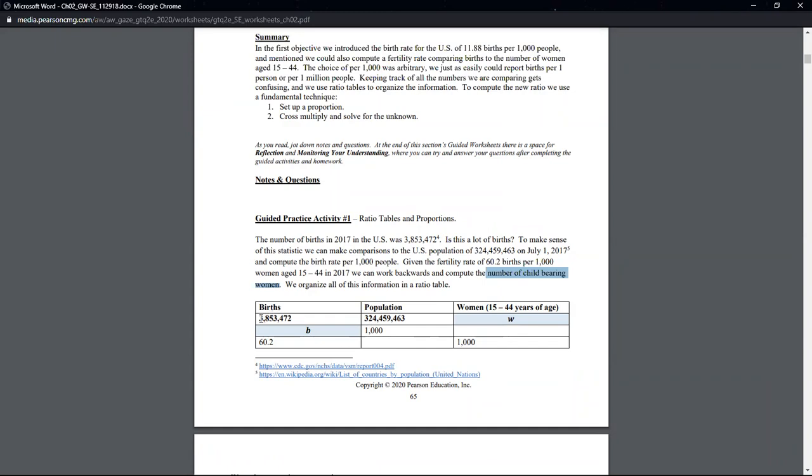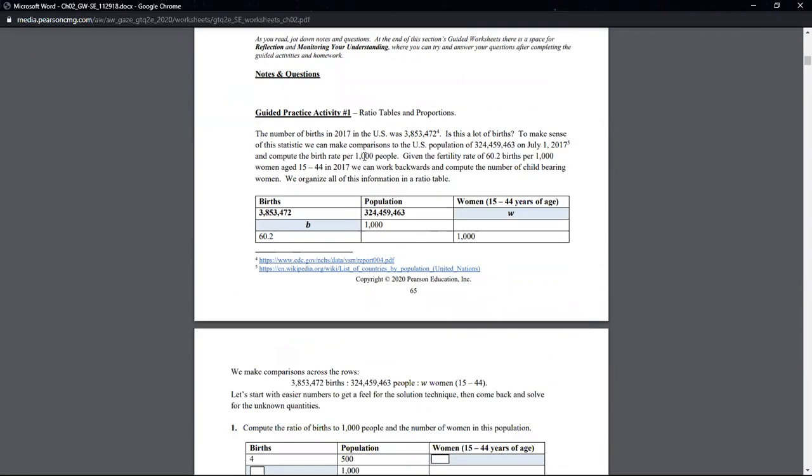So we know there were 3.8 million births for the total population of 324 and some change million people. What we will want to find out ultimately is how many women of childbearing age there were, and how many births there were per 1,000 people of the regular population. You'll see that there are no letters in this spot or this spot, so they don't actually want us to find those, but it is 60.2 births per 1,000 people. I'm not saying we can't find them. I'm saying they don't want us to find it.